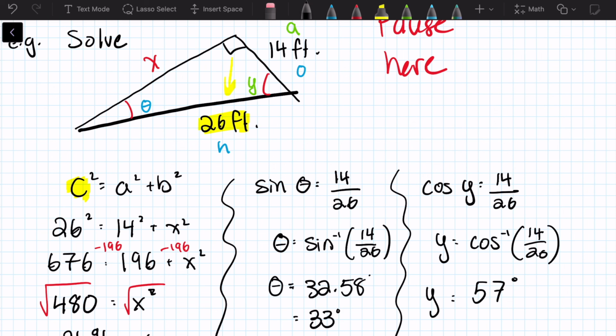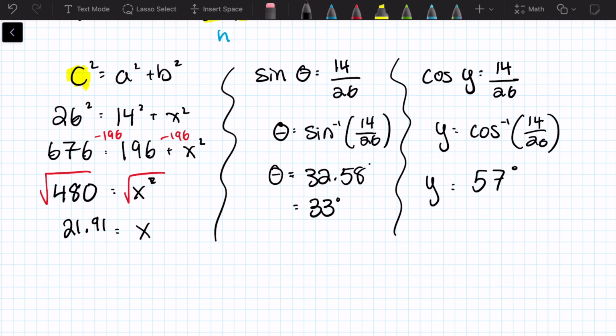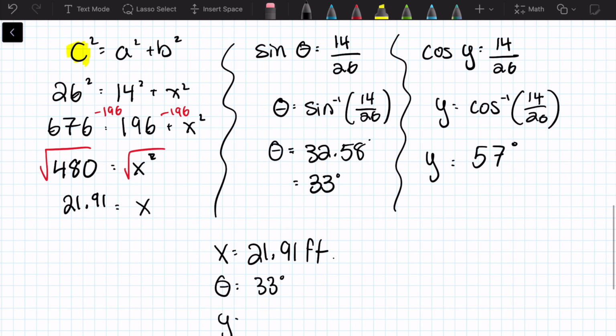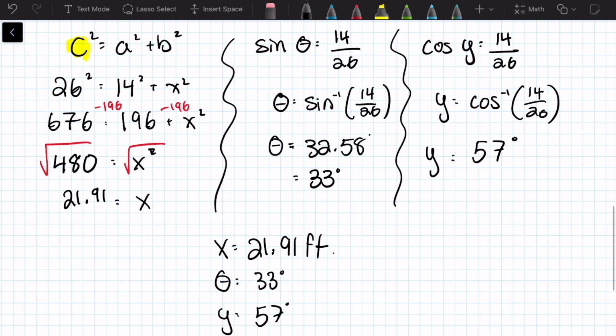And there we go. We've got everything that we were looking for. So we've got a side length, we've got a couple of angles, we've solved our triangle. So if we put it all together, we've got x is 21.91 feet. Theta was 33 degrees. And y was 57 degrees. And that should be everything we need.